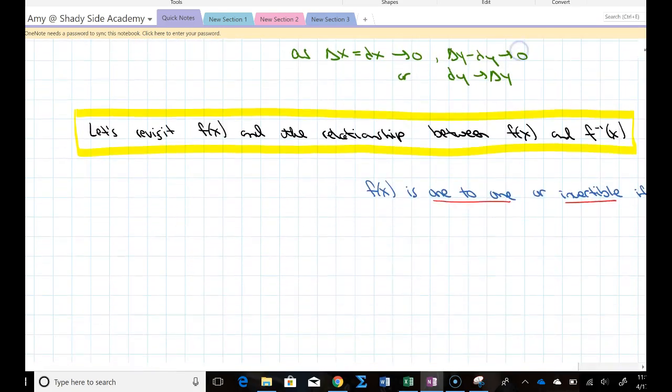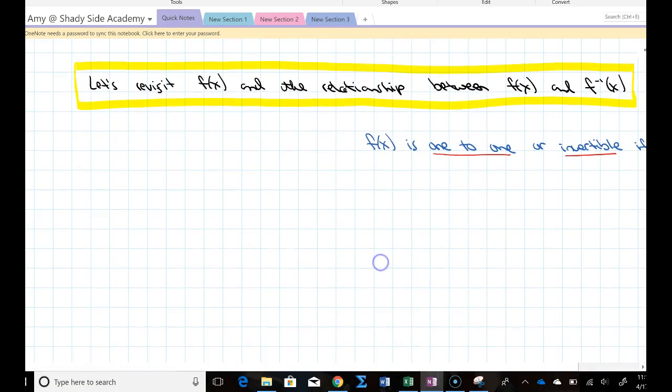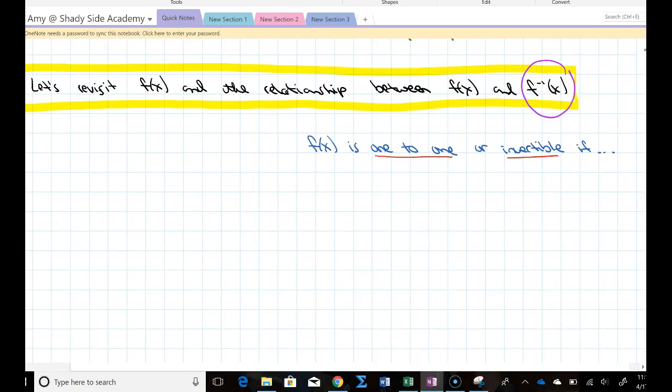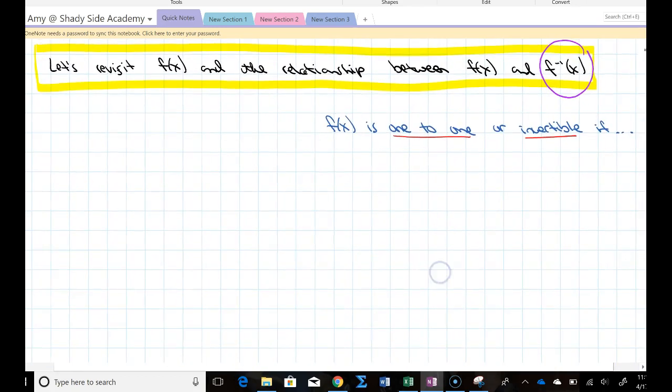Moving on. Let's revisit the relationship between f of x and, oh, what does this notation mean, everyone? Yes, that's the inverse of f. That is the inverse of f. And let's recall, let's go way back to the days of early fall. What does it mean for a function to be one-to-one or invertible?